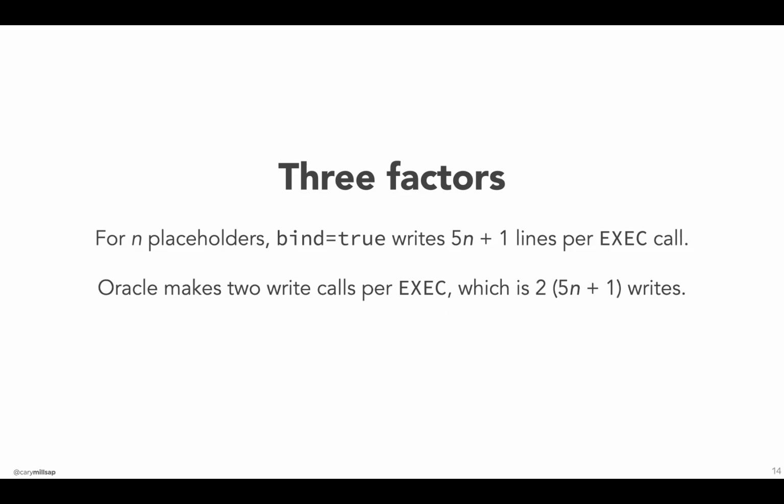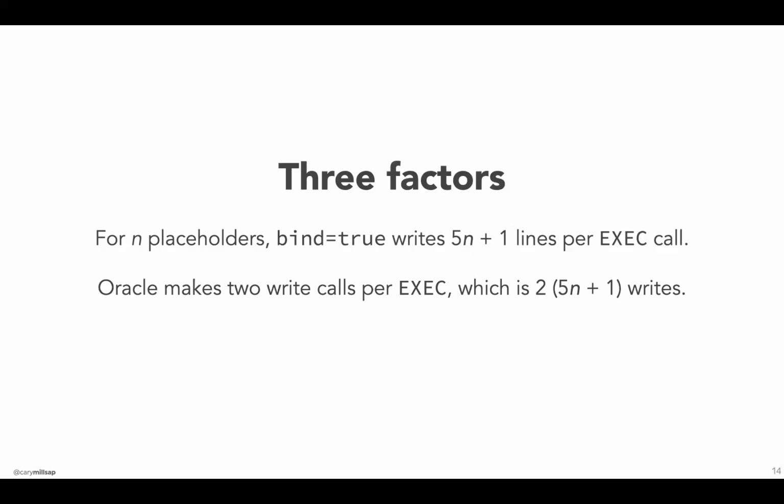Now, Oracle does something that's inefficient for the sake of portability. It's just how Oracle's implemented, but the database makes 2 write calls for every line that gets pushed to the trace data. So the number of write calls will be 2 times 5n plus 1. So if you have 100 placeholders, then every execution is going to have 501 times 2, 1,002 writes. And that's just for one execution.